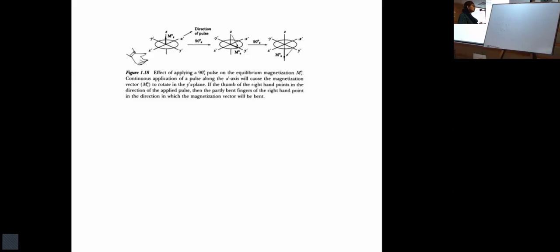But as I told you, in order to detect the nuclei, we need to bring them into the xy plane, not at the z axis. So which pulses can we use? We should at least know which pulse will bring the magnetization vector to which position. This is the basic aim of this exercise.